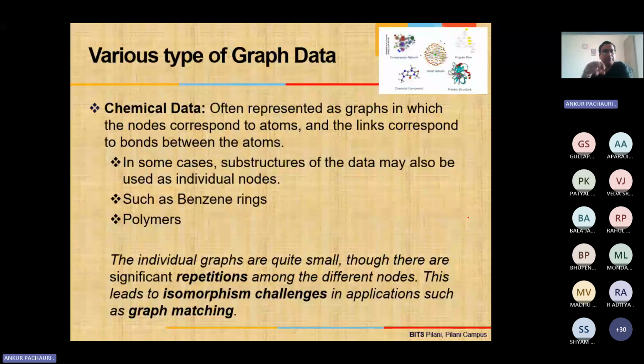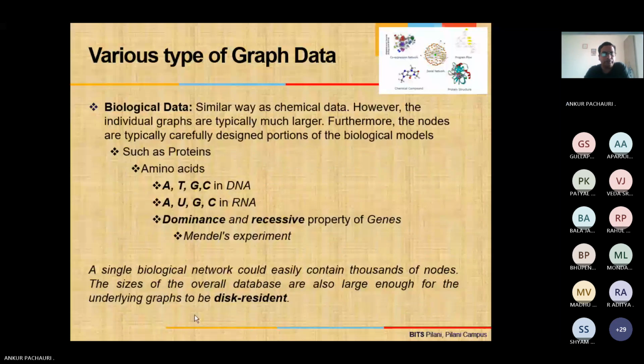So in the various types of graph data, chemical data is often represented as a graph in which the nodes correspond to atoms and links correspond to the bonds between those atoms. The individual graphs are quite small, though there are significant repetitions among the different nodes, sometimes with a different orientation. This leads to the isomorphism challenge in applications such as graph matching, and even in pattern matching and frequent pattern mining.